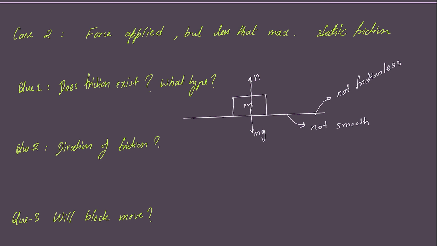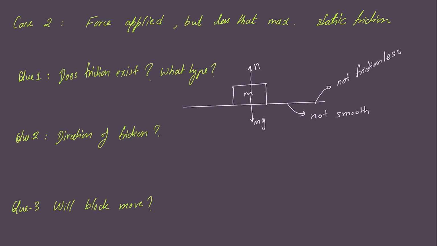But this time we have some force being applied, but the force is less than the maximum static force. Let's say there's a coefficient of friction here, mu s. The maximum static friction force is equal to the coefficient of friction times the normal reaction. So that is the maximum static friction.